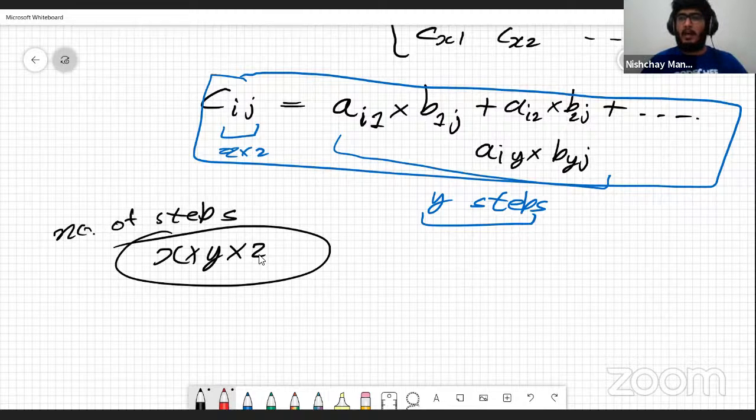This is just a revision of matrix multiplication. I'm going to go into the problem now. This was just the precursor to the problem.